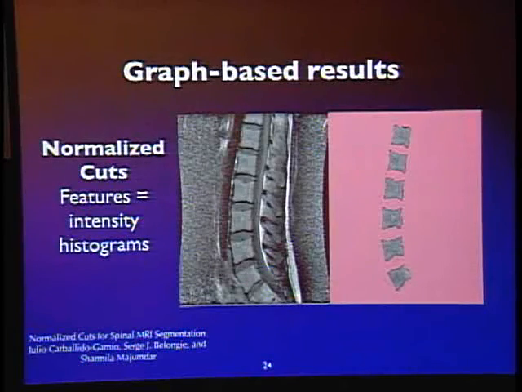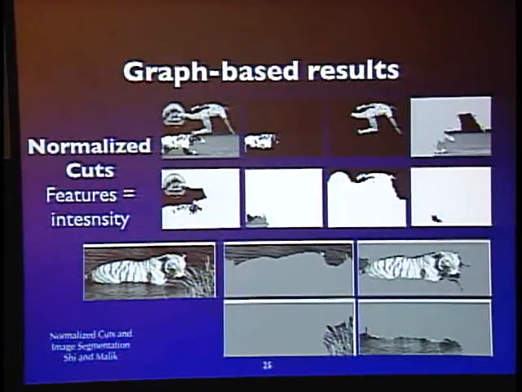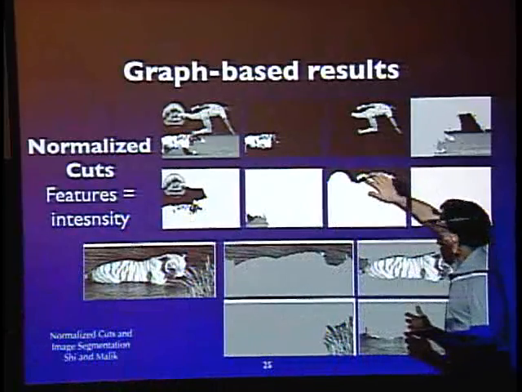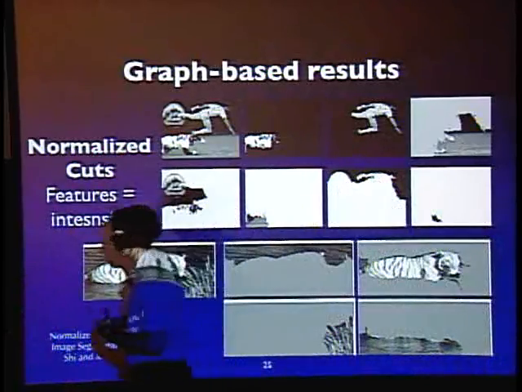Here's some results. That's a spinal column. You can see the vertebrae that are being segmented away from the background into two different categories. And the features here are what's called intensity histograms, which I won't really get into. Here are some other normalized cut results. And the top image, it seems to do a somewhat reasonable thing of putting the two players into two different categories. And this is kind of an odd one, but the other categories I think are somewhat reasonable.